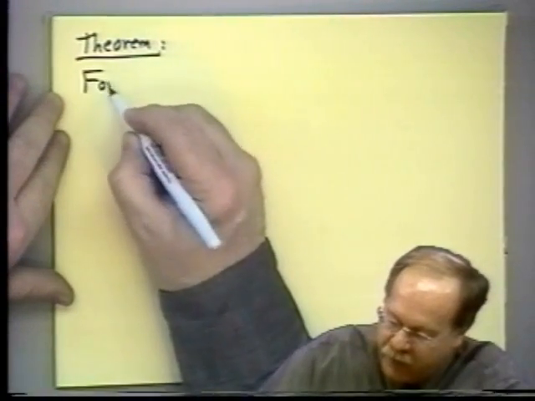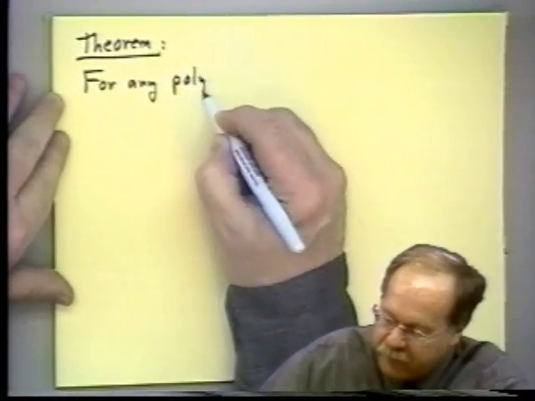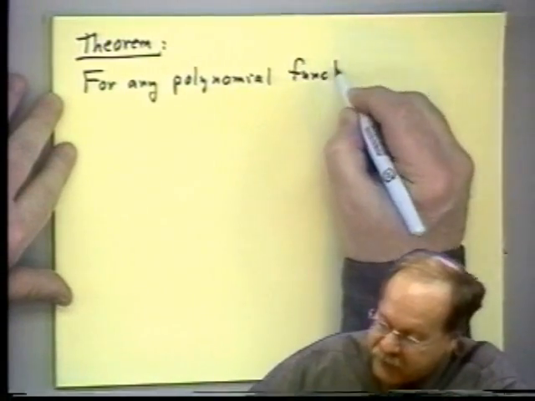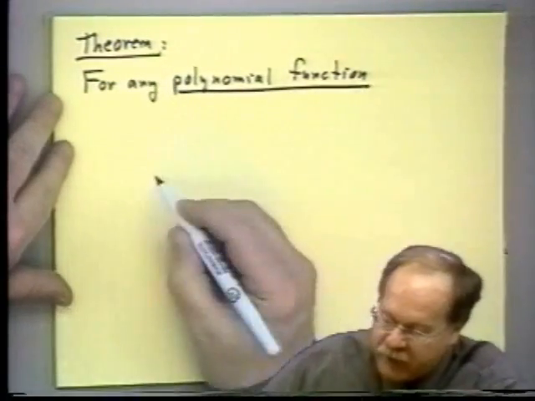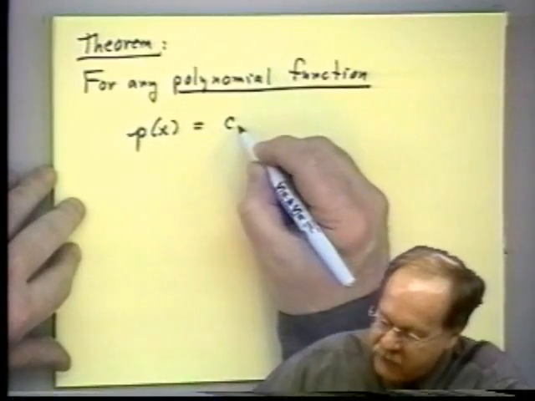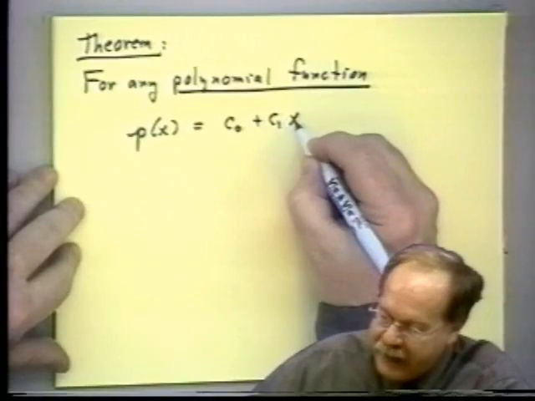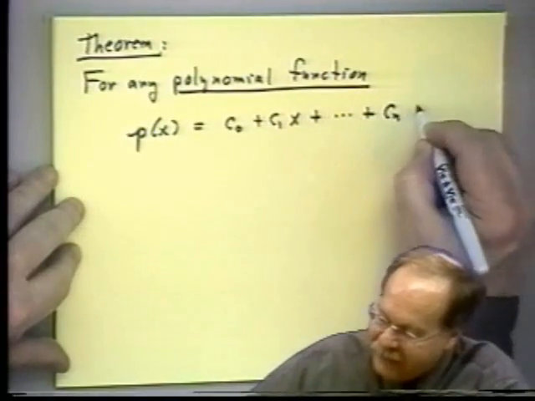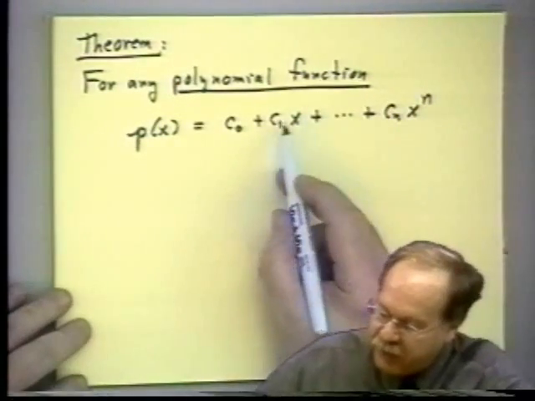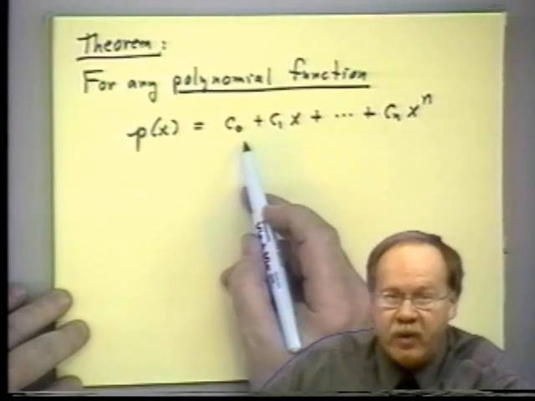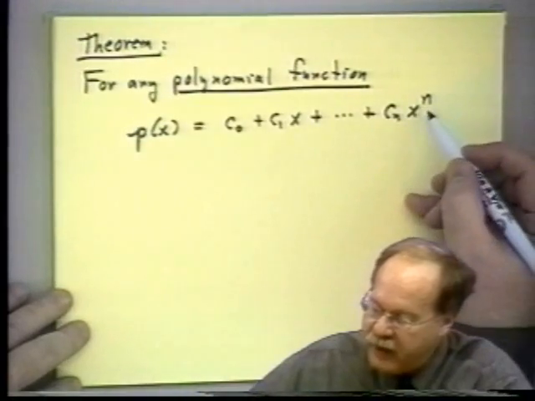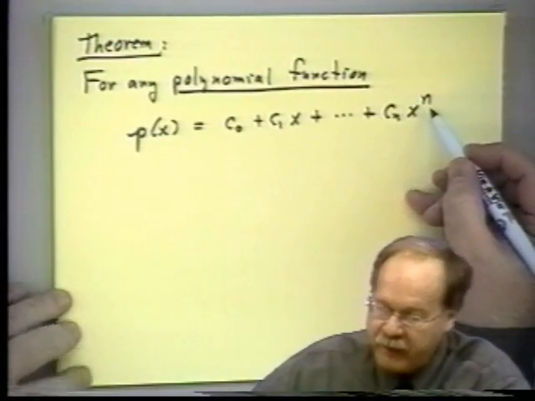Theorem. For any polynomial, and actually we should say for any polynomial function, that's more correct. So for any polynomial function, and you can write it out, say, call it the function p of x, p for polynomial, has the following form: c0 plus c1x plus dot dot dot up to cn x to the n, where the c0, c1, and cn are all constants, multiplied by powers of x, here multiplied by no x at all, or the x to the power 0 if you like, then the first power of x, all the way up to whatever the highest degree power is in this polynomial.